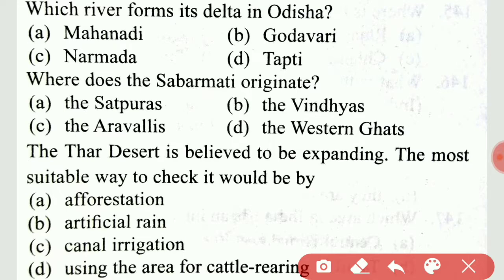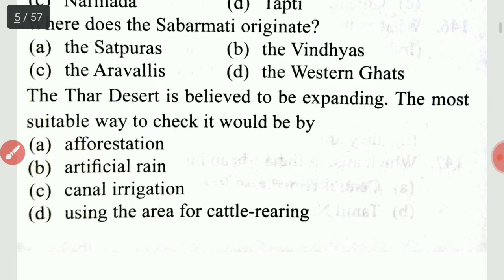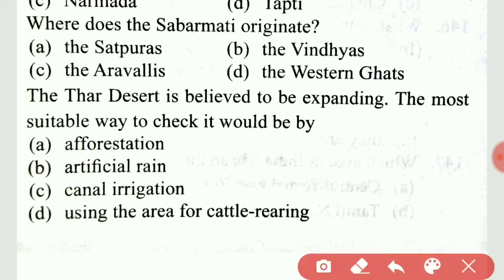Right answer is option C, the Arable dish. Next, the Thar Desert is believed to be expanding. The most suitable way to check it would be by... the right option is option A, afforestation.